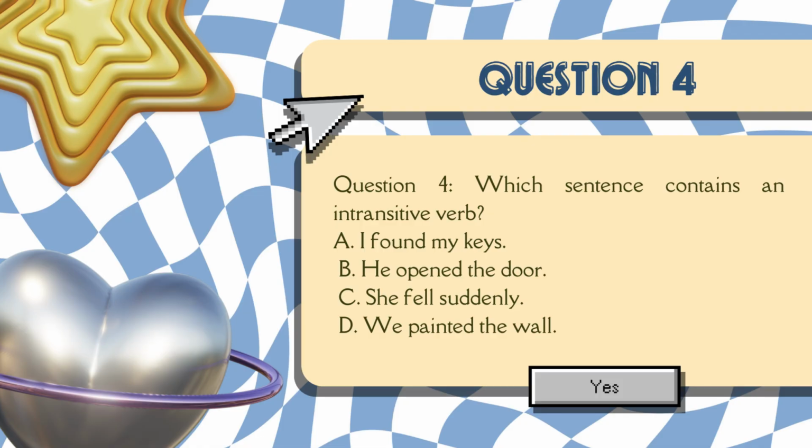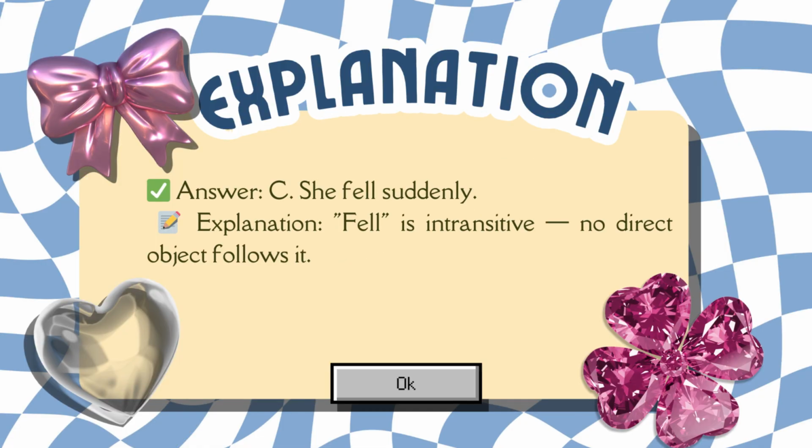So the answer is C, she fell suddenly. Why? Because fell is intransitive, so there's no direct object following it. Is it clear? Okay.